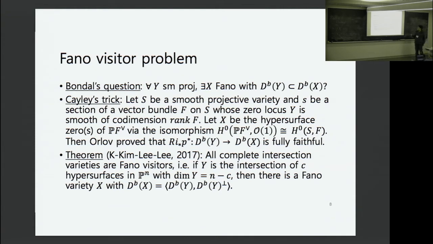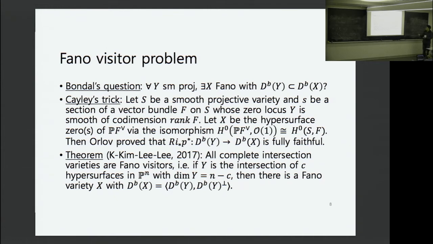So what is Cayley's trick? It's very elementary algebraic geometry. Suppose you have a smooth projective variety S, and then you have a vector bundle F on S, and suppose you have a section s. This section gives me a subvariety Y, the zero locus of the section. And suppose the zero locus is smooth of expected codimension, namely the rank of the vector bundle. Now we have this nice isomorphism. You take the dual of the vector bundle F and projectivize it. On this projectivized bundle, there is the natural O(1), obvious by projectivization, and the cohomology is isomorphic to the space of sections of the vector bundle F.